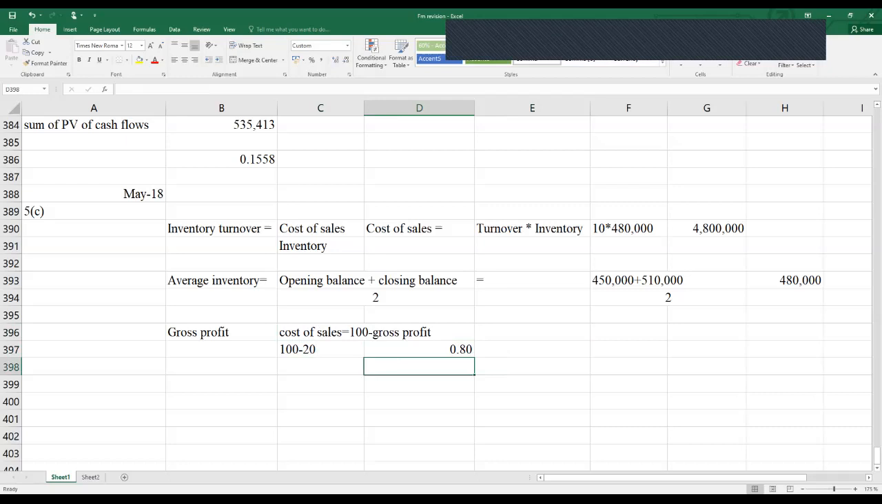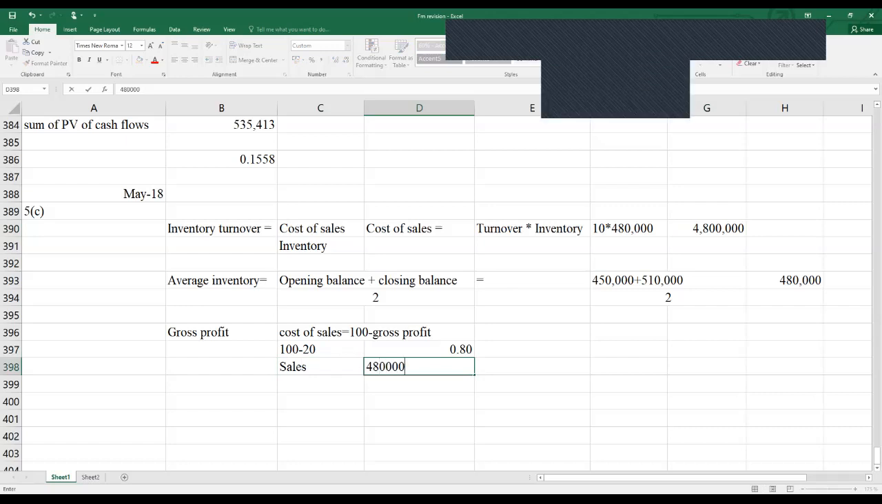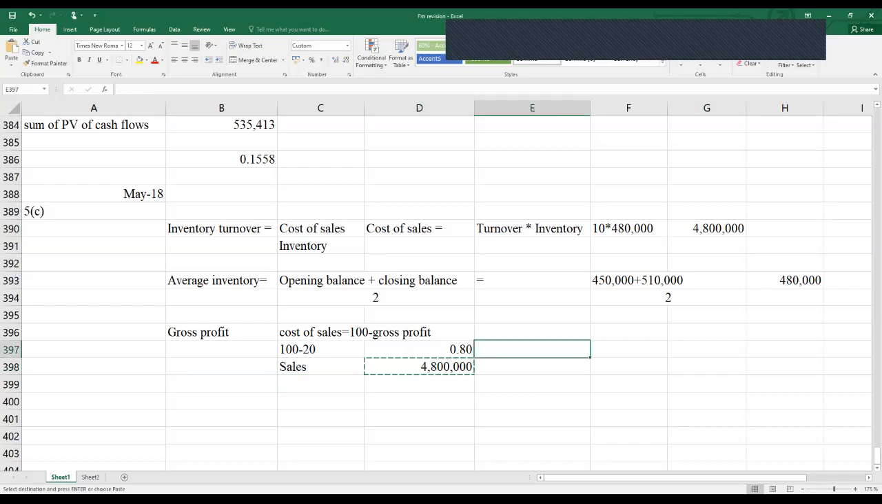Now, we know that the cost of sale is 80%, and we know the figure for the cost of sale. From there, we can get the total sales figure. Sorry, this is not 4.8, we had another zero. I think the best is to indicate that 80% is equal to 4.8 million. I think that's much better.